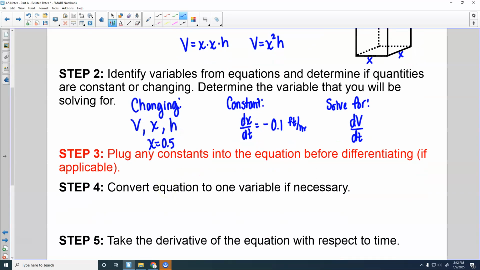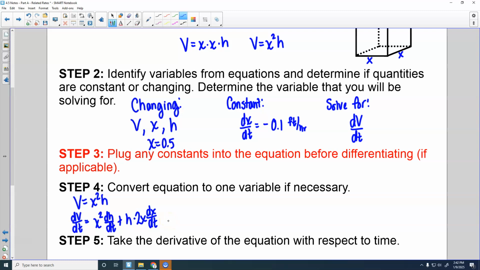Because I'm going to do this, don't do it, okay? Because it's going to take up too much room and there's already not a lot of space there. I'm going to erase it in a second. If I use this equation, I've got x squared h. If I take that derivative, I get dv dt equals, and I have to use product rule right here. So that would be x squared times dh dt plus h times 2x dx dt.